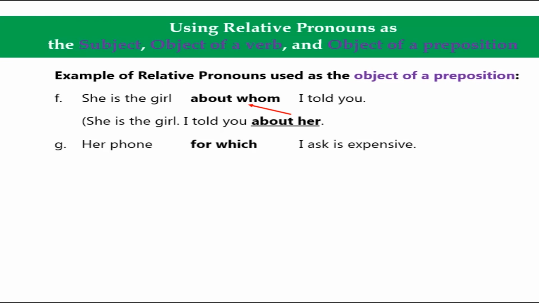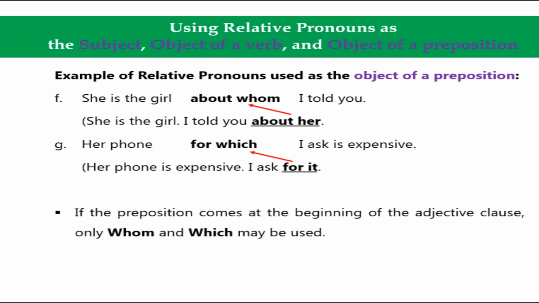Example G. Her phone for which I asked is expensive. Here the original sentences are: Her phone is expensive. I asked for it. So for which here replaces for it. If the preposition comes at the beginning of the adjective clause, only whom and which may be used.